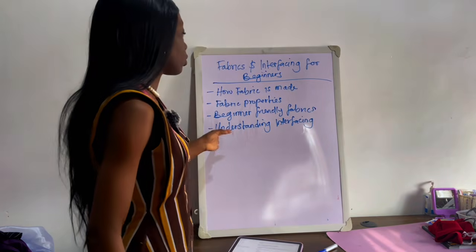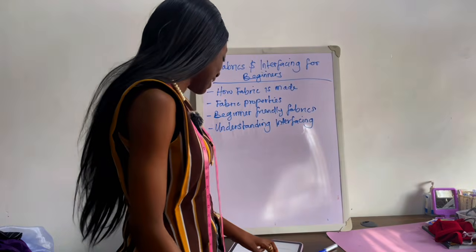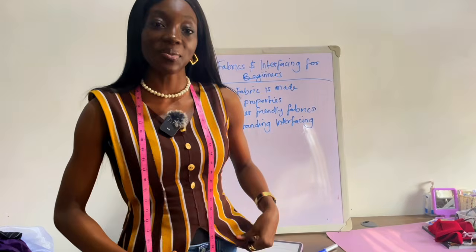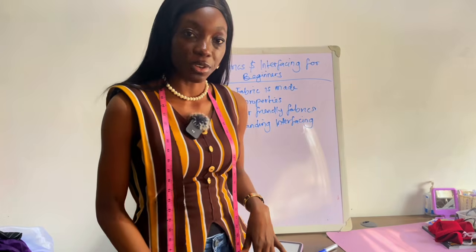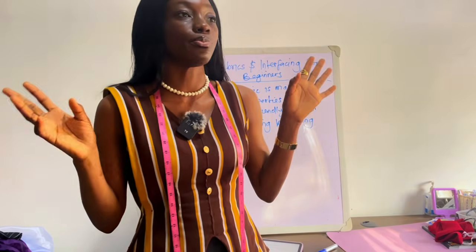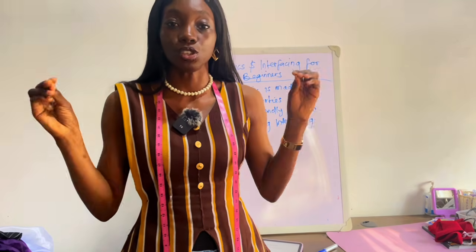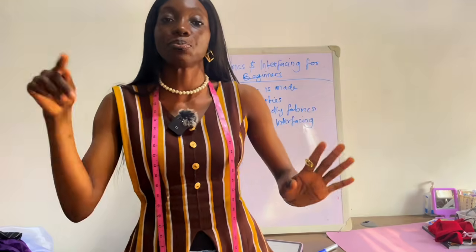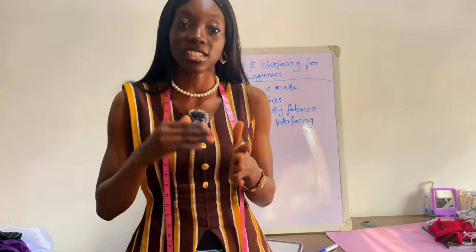Now let's go to interfacing real quick. Interfacing is basically the hidden support system in your fabric, and it gives your fabric structure. So it's just like putting cement, putting everything before you get the complete beautiful structure of a house. You know, all the things that go into the foundation, the pillars that go into the walls. That's basically how we liken the work of an interfacing inside your material.